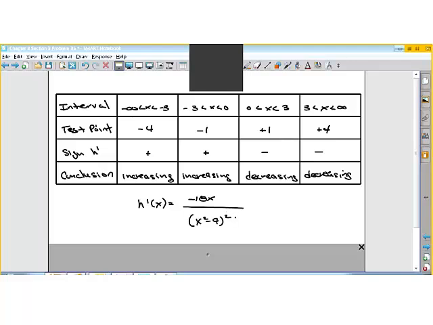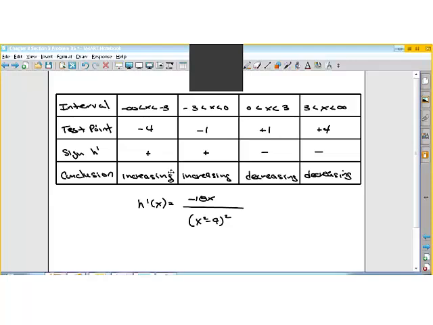So if we can find the sign of the numerator, then we'll have the sign of the function. When x is negative, the numerator is positive because you'll have negative times negative. Likewise, when x is greater than 0, this numerator is negative. And therefore you have negative values for the derivative at the test points. Then you make your conclusions: positive, positive, negative, negative, so increasing, increasing, decreasing, decreasing. That's how you get the increasing, decreasing intervals.